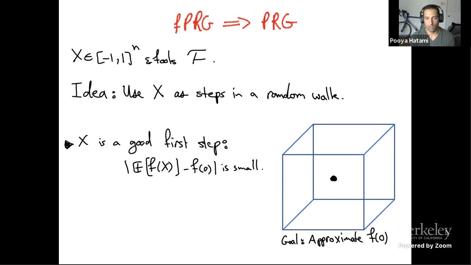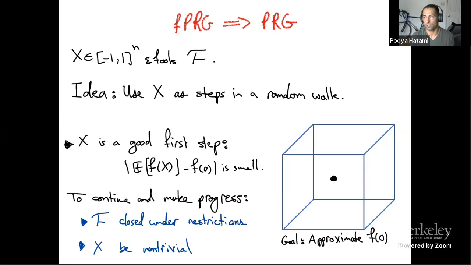And next, we will show that we can actually continue this walk somehow, right? We can't just simply keep adding independent copies of x, because then it will be hard to argue. You could jump outside of the cube, etc. So we will have to do it in a careful way.